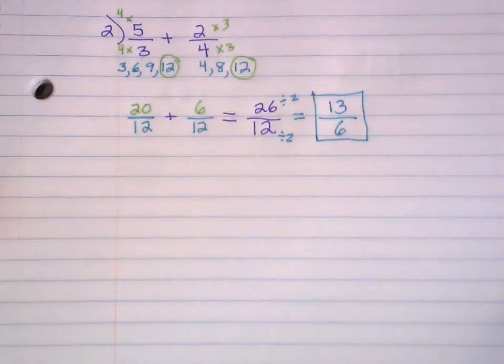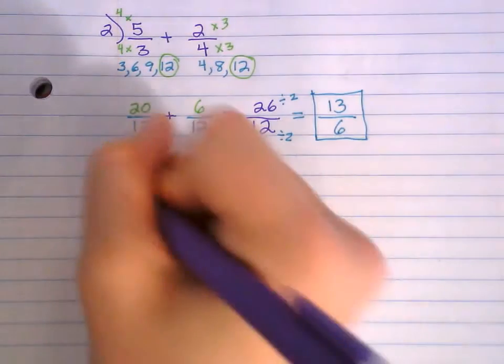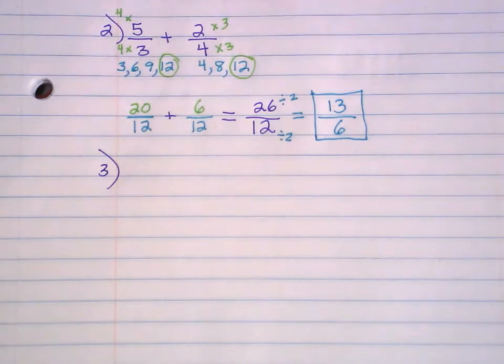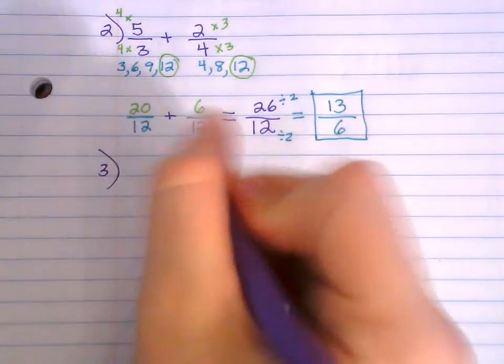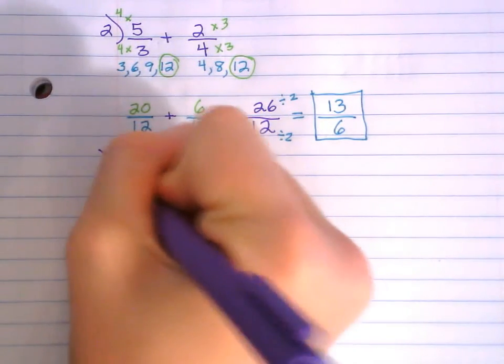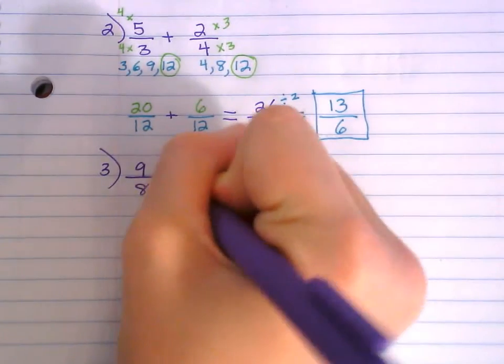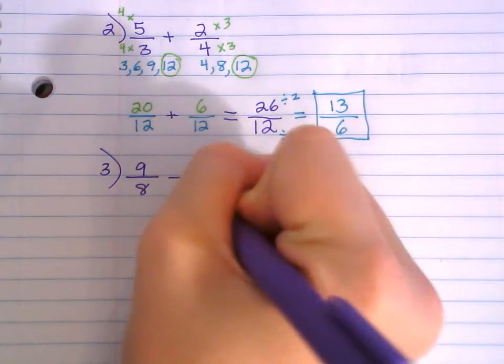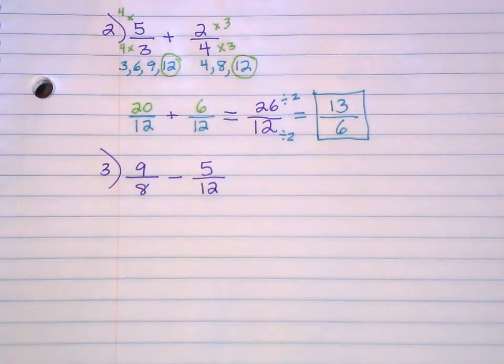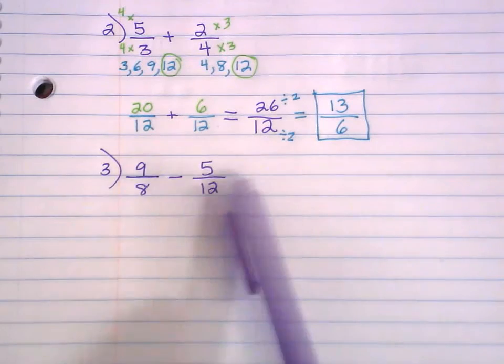All right, it's the same method when you are subtracting fractions. So when you're subtracting fractions with unlike denominators. So for example, 9/8 minus 5/12. First, you have to find the least common multiple.